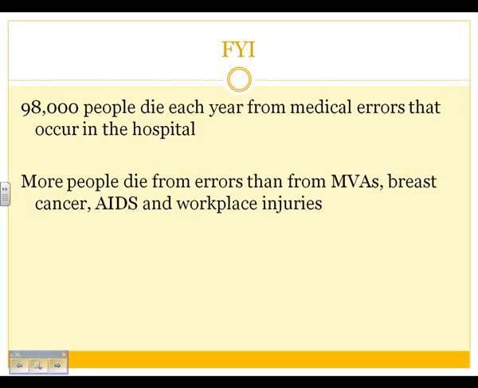All right, 98,000 people die each year from medical errors that occur in the hospital. More people die from this than MVAs, breast cancer, AIDS, and workplace injuries. Motor vehicle accident, sorry. So if you see MVA, that's motor vehicle accident. So it's a big deal.